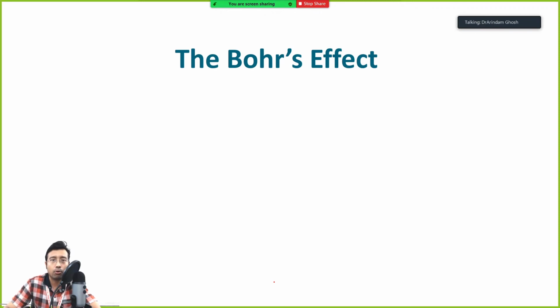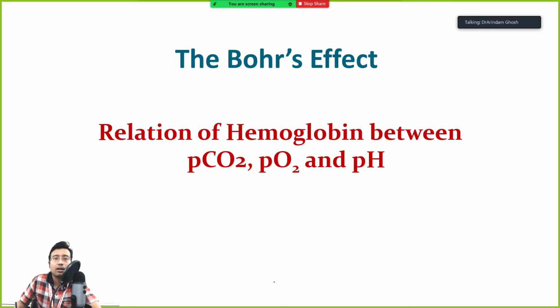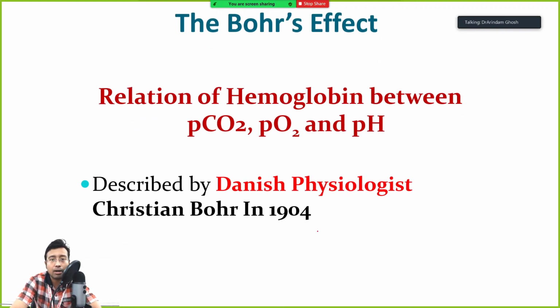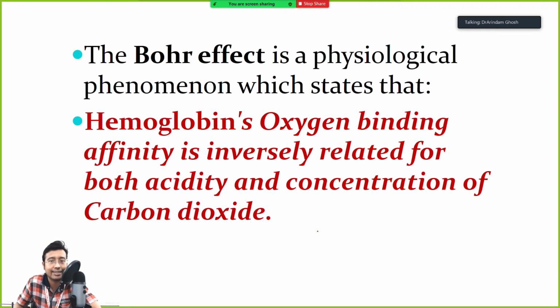Now, what is Bohr effect? Basically, this is Bohr effect. Okay, Bohr effect describes the relation of hemoglobin, PO2 and pH. So just now what we read, it was discovered by Christian Bohr in 1904. He was a physiologist from Denmark. So the Bohr effect states, okay, it's a physiological phenomenon, means it's a normal thing.